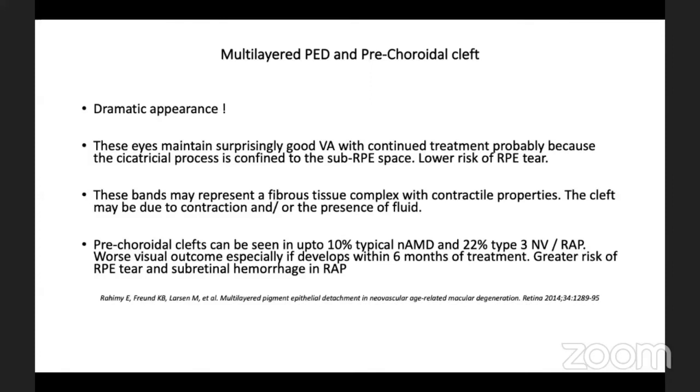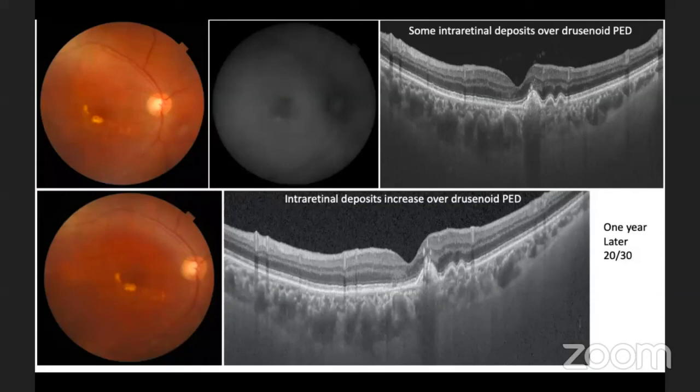These choroidal clefts have been shown in approximately 10% of the eyes with typical neovascular AMD, but they are more common in type 3 neovascularization. They are associated with poor visual outcome, especially if they develop within 6 months of the treatment. Now, this is again a newer terminology which has come up recently.